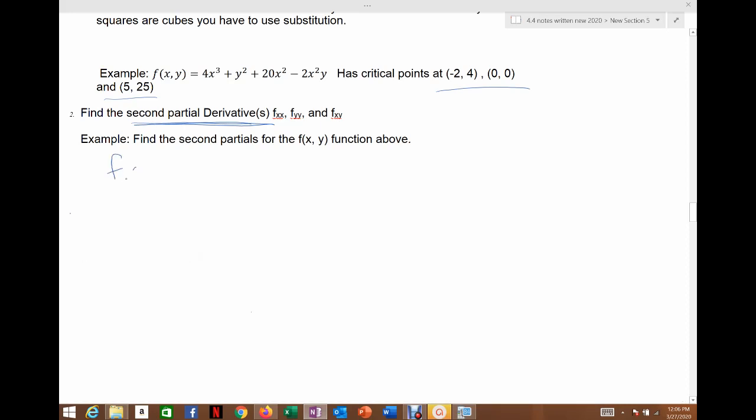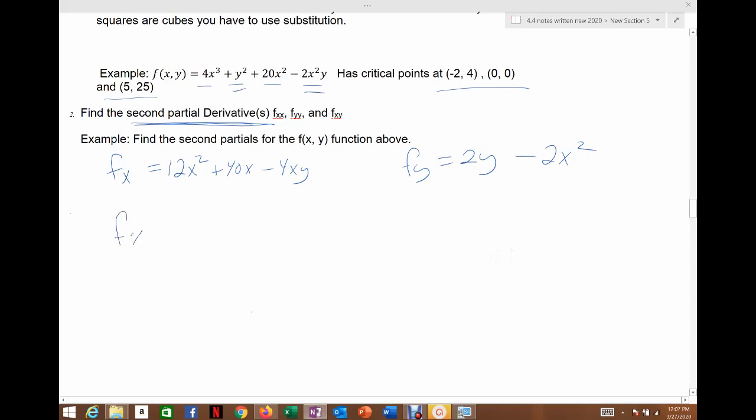Before I can get to my second derivatives, though, I need to get my first derivatives. So my first order derivative with respect to x. Those are my x terms, so I get 12x squared plus 40x minus 4xy. Now with respect to y, there's just two y terms. So my derivative with respect to y is 2y minus 2x squared.